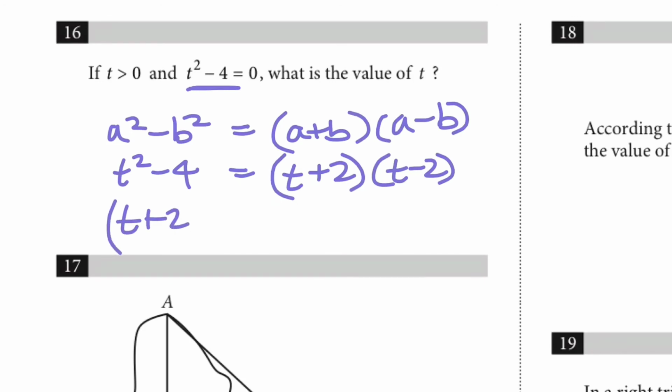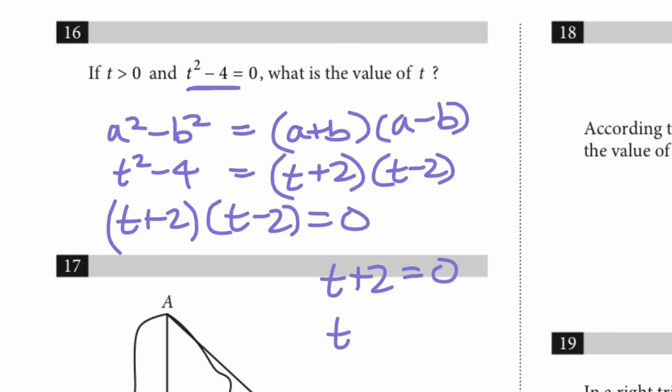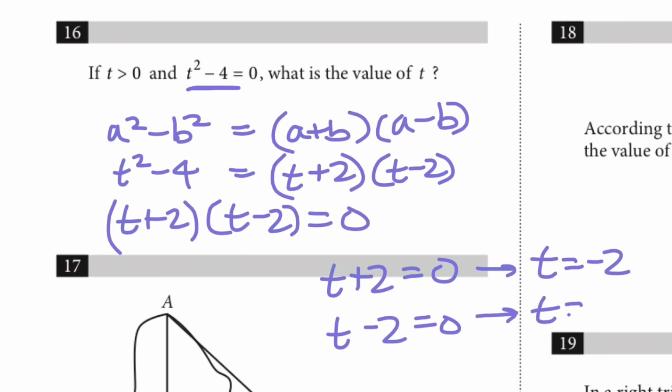So if that equals 0, so t plus 2 times t minus 2 equals 0. So when two numbers are multiplied together, if their product equals 0, that means one of the numbers that was multiplied is 0. So either t plus 2 equals 0 or t minus 2 equals 0. If t plus 2 equals 0, I subtract 2 from both sides, t equals negative 2. If t minus 2 is 0, if I add 2 to both sides, I get t is equal to 2.